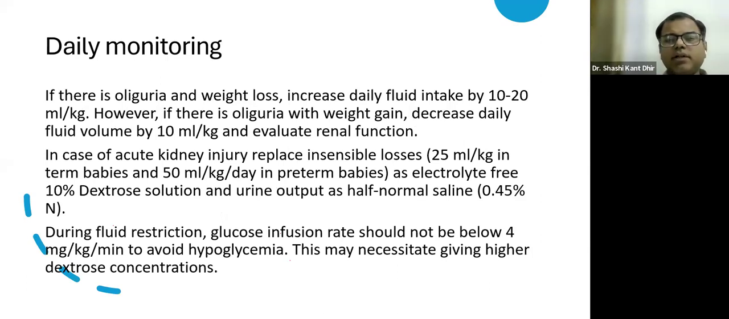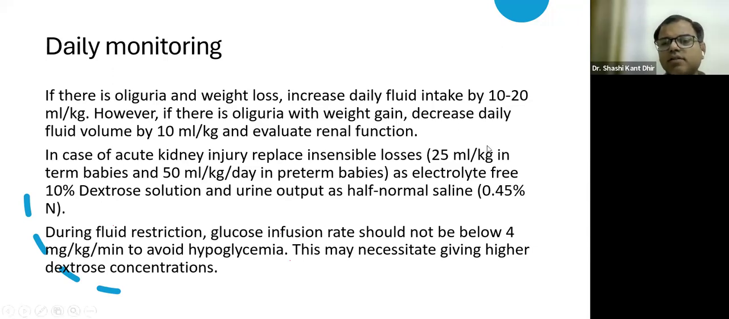Then we give 10 to 20 ml per kg extra fluid. But if there is oliguria plus weight gain, that means the baby is not able to handle the extra fluid. So as compared to the previous one, here we have to decrease the fluid volume and we also have to evaluate the renal function, because two things are there. One, the baby is not passing urine and on the other side, the baby is gaining weight also. So both things are important, right?